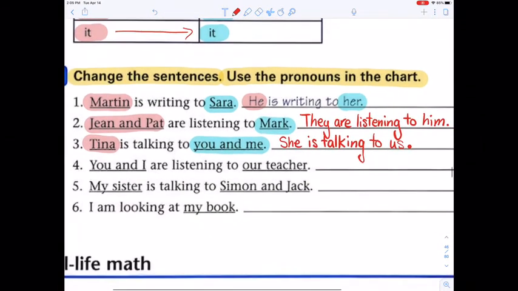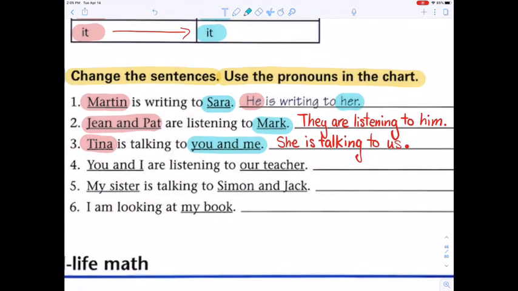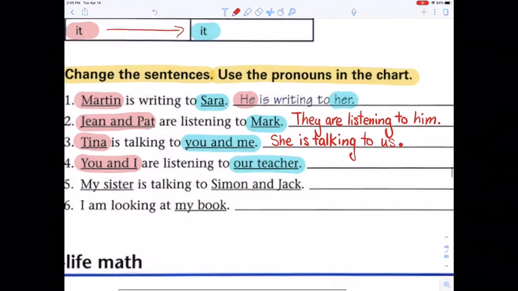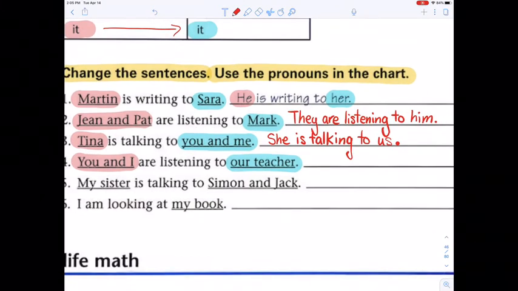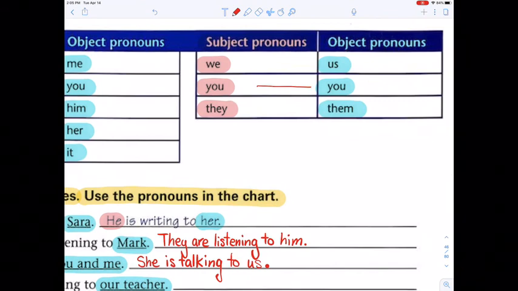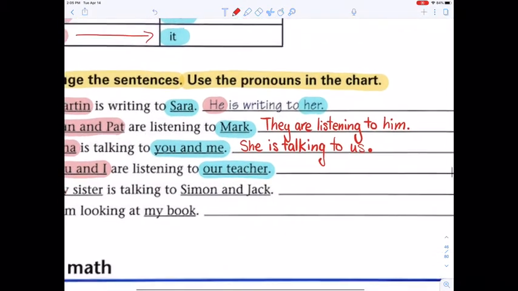Good. Okay. Let's do number 4. What is the subject pronoun here? Or what's the subject of the sentence? You and I. And then we're doing the action, but who's receiving the action? Who's the object? Our teacher. Okay. Let's try writing this one differently. You and I, 2 of us together, you and I. Are we going to say we or us if we're the subject? Right, we.